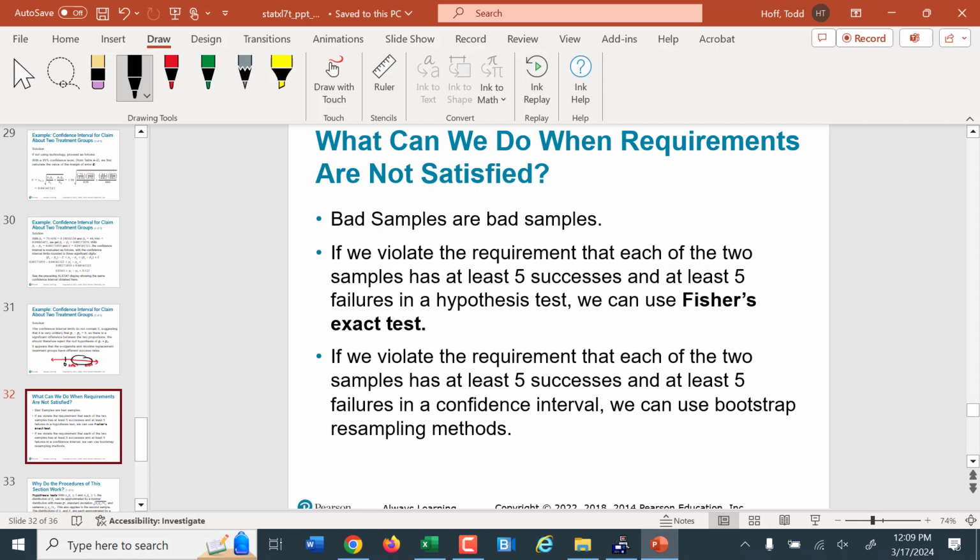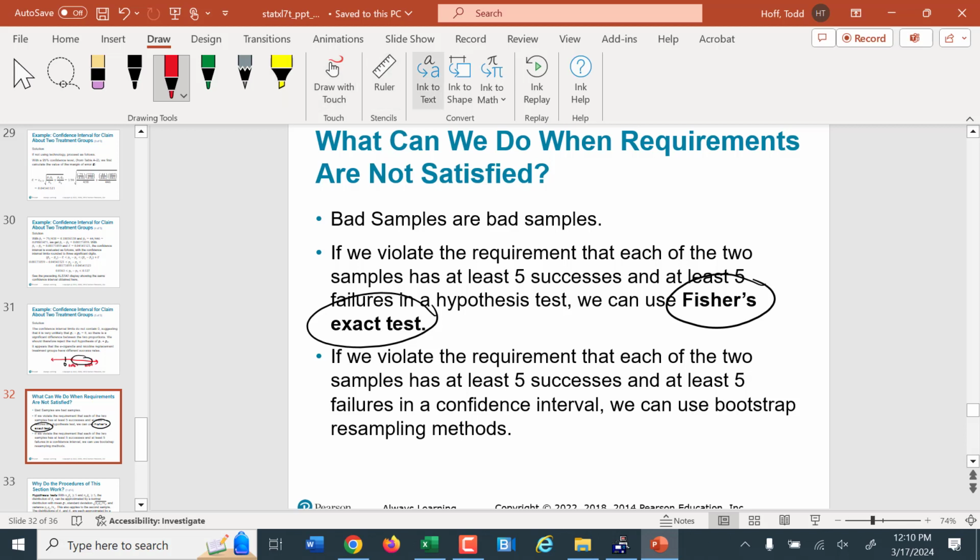What if these conditions are not met? The big one is that there's at least 5 successes and 5 failures for each sample. We could go back and take larger samples, or if this were a more advanced statistics course, there's something called a Fisher's exact test that you could use. We're not going to cover that in this course, but just know that there are more advanced methods that exist if those requirements aren't met. If somebody's already taken the data and we don't have the opportunity to go back and resample, we have those more advanced methods that can be used.